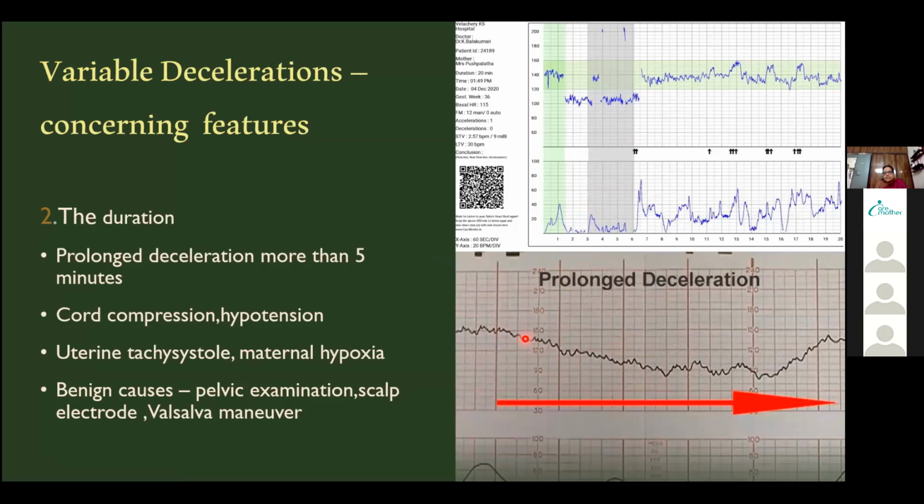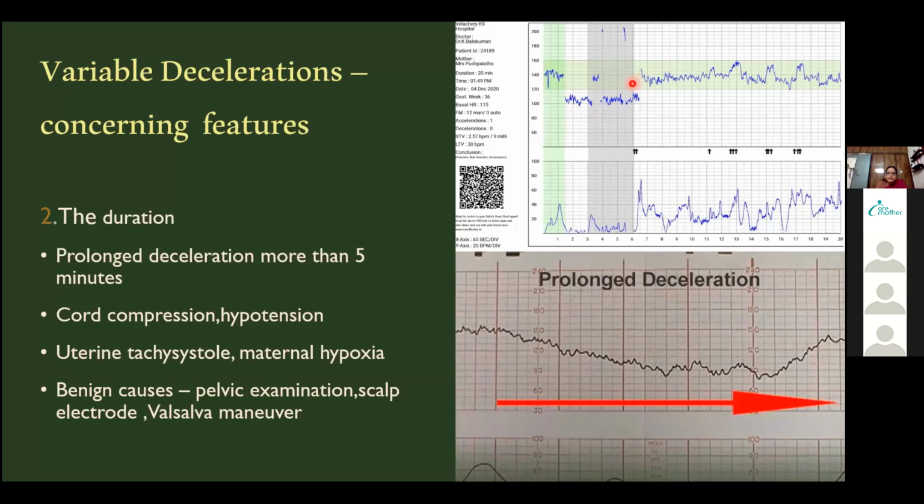See this trace. This is an older graph, set at 3 centimeters per minute. In that case, 1, 2, 3, 4, 5 minutes. It is lasting more than 5 minutes. See this graph. Here there was a deceleration for almost 3 minutes. Again, it went to the normal range. Again, it dipped, and this again is for 3 minutes. So if you join these, it will become almost a continuous 5 minute deceleration. So if it is more than 5 minutes, it is again a concerning feature.